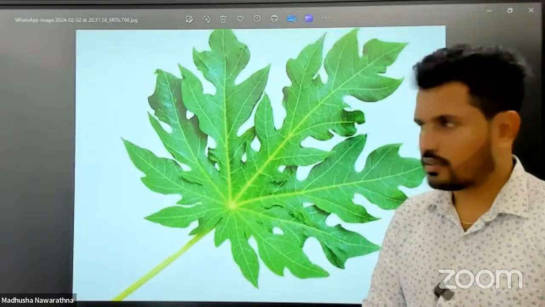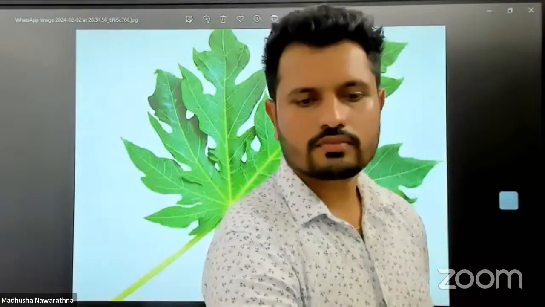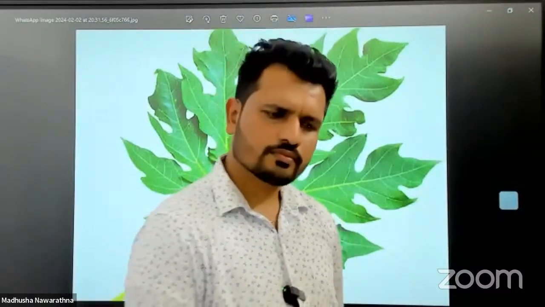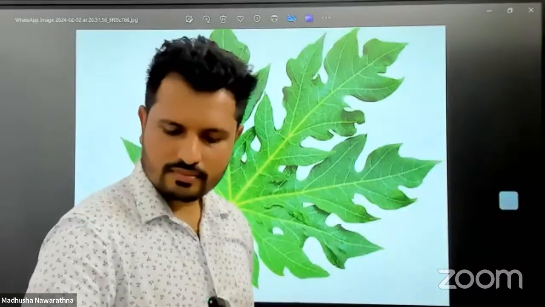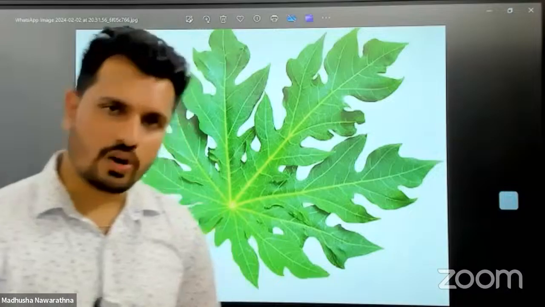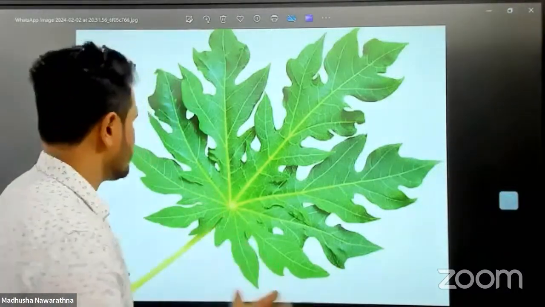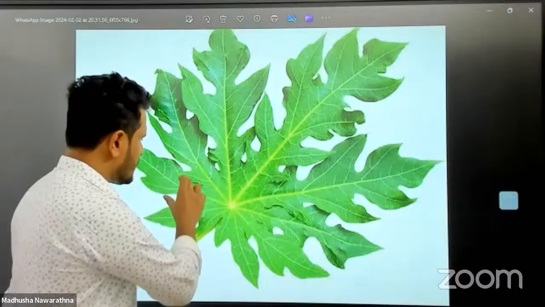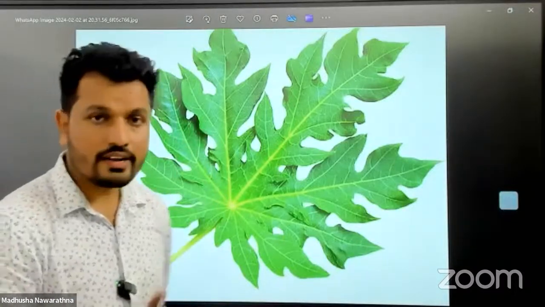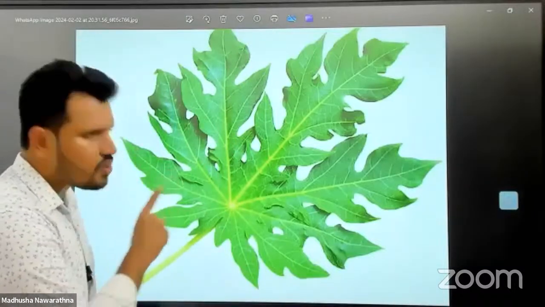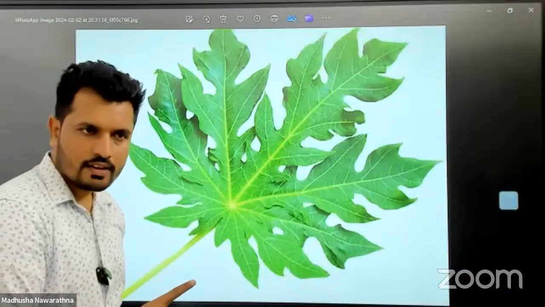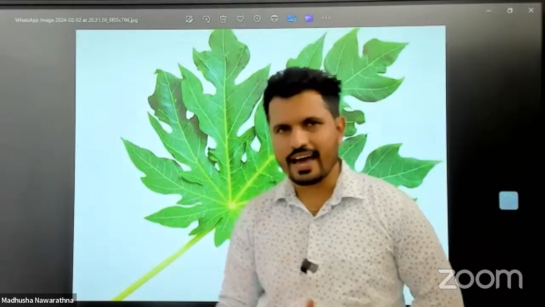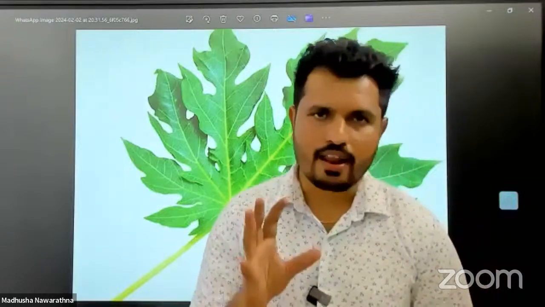Sir, is the manioc leaf equal to this? Yes, very good. Manioc can be the same. Partially divided. You can observe the leaf blade is partially divided, not fully divided, right? So even this sort of leaf belongs to the simple leaf. Papaw and manioc are also considered simple leaves.